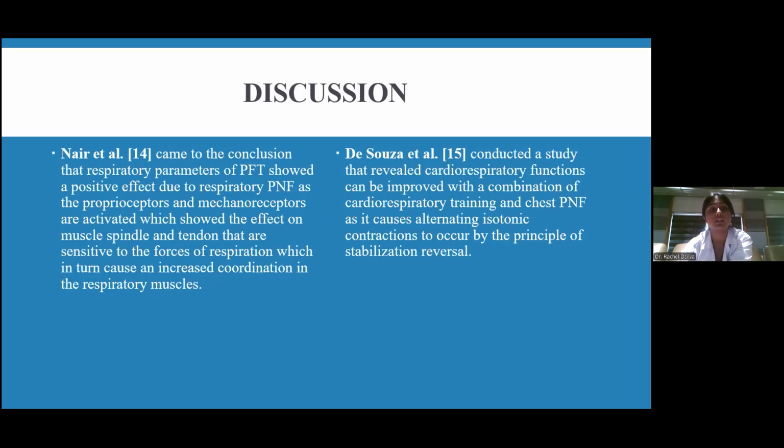Nair et al. came to a conclusion that respiratory parameters of PFT showed a positive effect due to respiratory PNF, as the proprioceptors and mechanoreceptors are activated, which showed the effect on the muscle spindle and tendon that are sensitive to the forces of respiration, which in turn caused an increased coordination in the respiratory muscles. D'Souza et al. concluded in their study that cardiorespiratory functions can be improved with a combination of cardiorespiratory training and chest PNF, as it causes alternating isotonic contractions to occur by the principle of stabilization reversal.